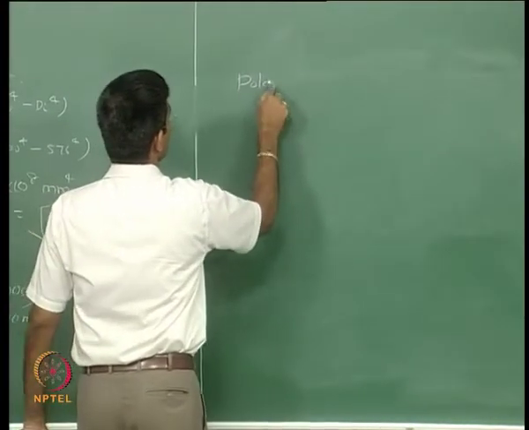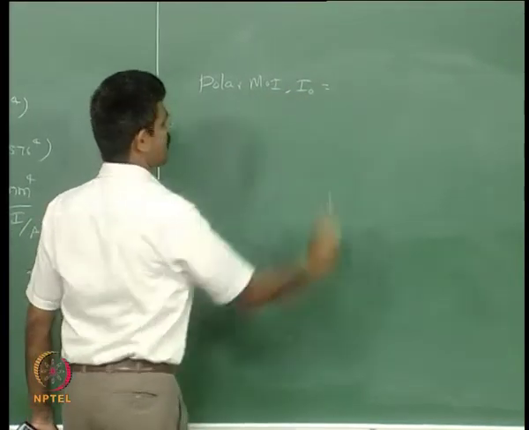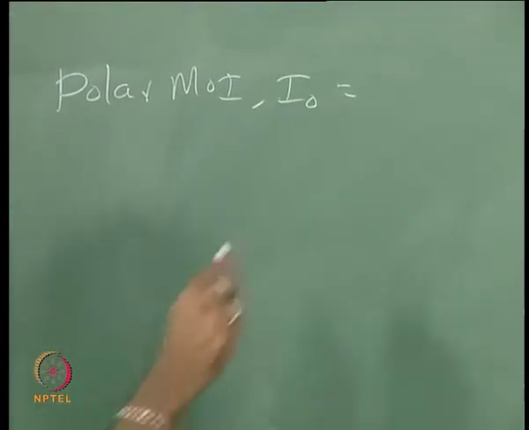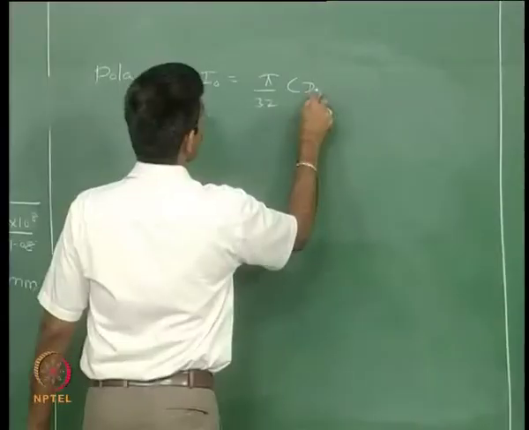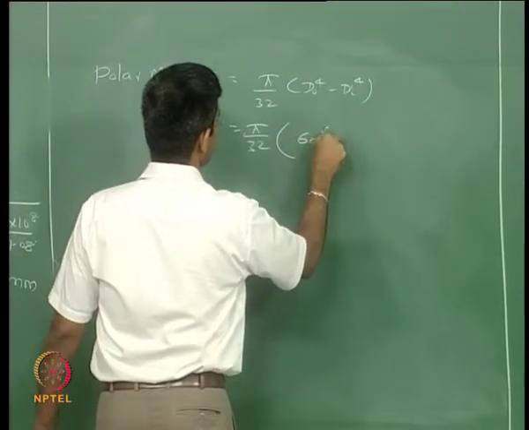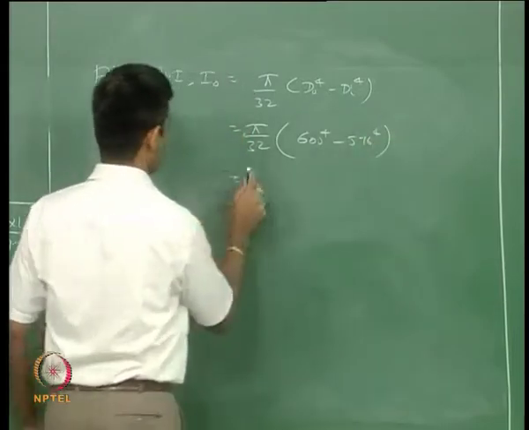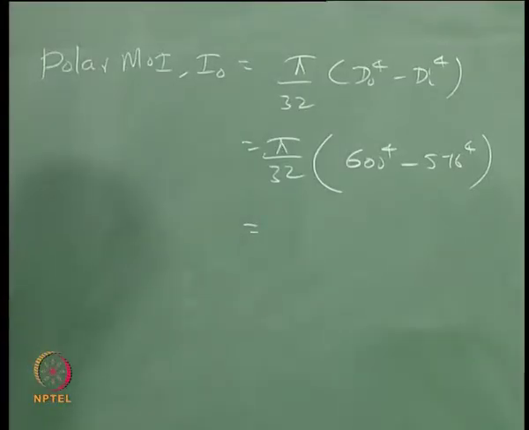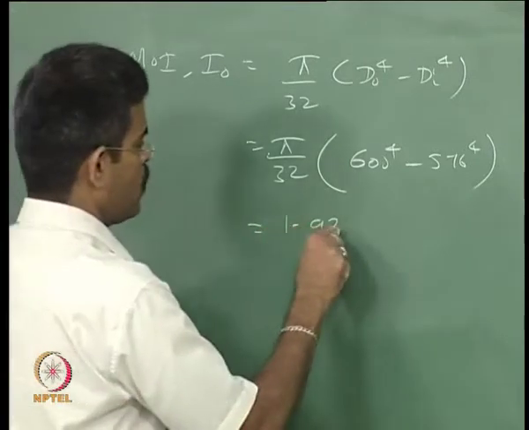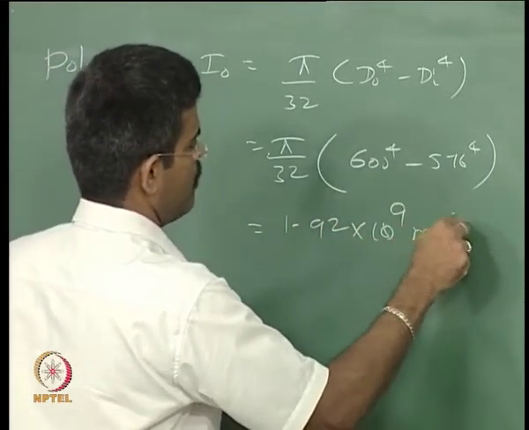We also now work out the polar moment of inertia. I call this as I naught, which will be given by pi by 32, d outer power 4 minus d inner power 4, which is pi by 32, 600 power 4 minus 576 power 4, which is 1.92 into 10 power 9 mm power 4.